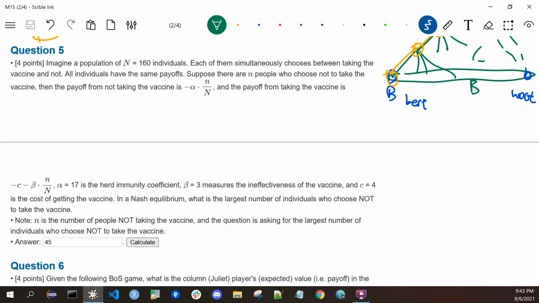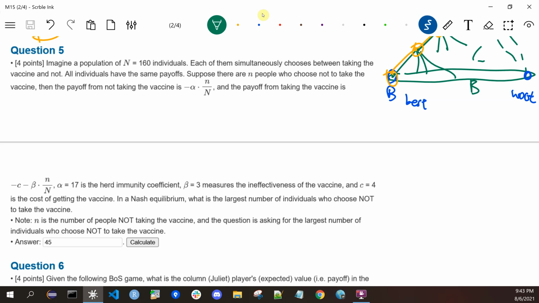I want to clarify here that we are just having a game theory discussion about vaccination. It has nothing to do with the COVID vaccine. It's not a question about convincing you whether to take the current COVID vaccine or not. Okay, so let's just talk about game theory.